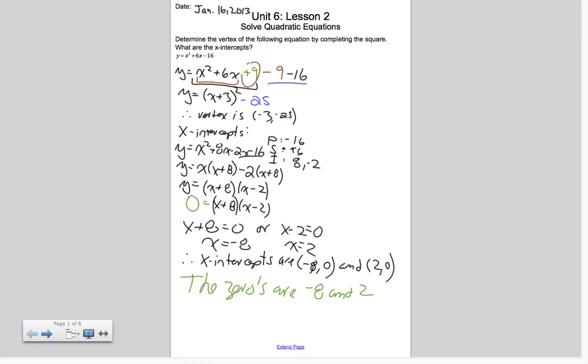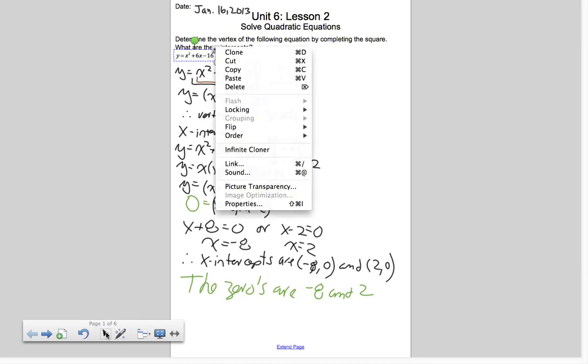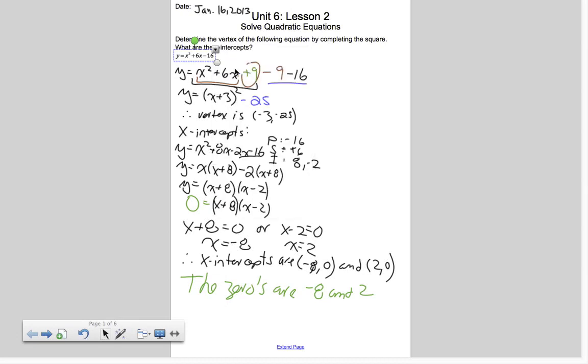Any questions on that? So I'm going to show you something a little bit different now on how we can get the x-intercepts from the zeros. So we have this equation, same equation. Let me get some more space. Let me copy this, page, paste. Okay.